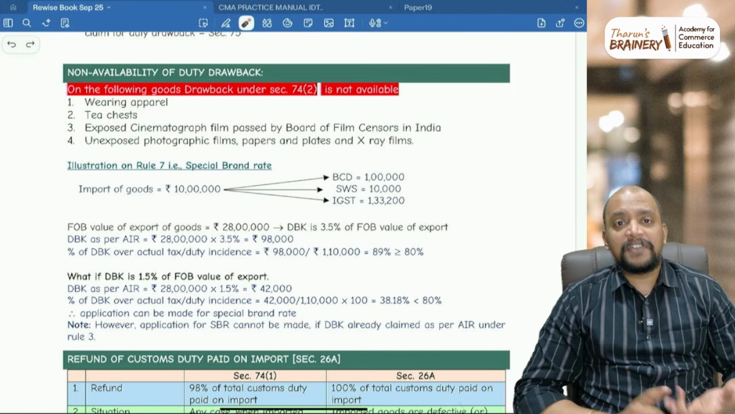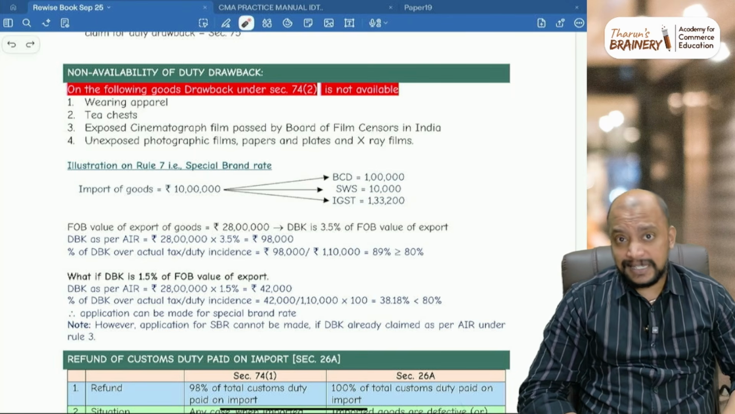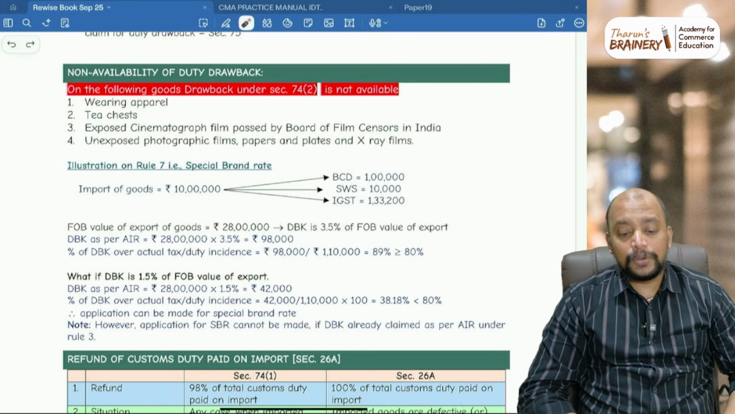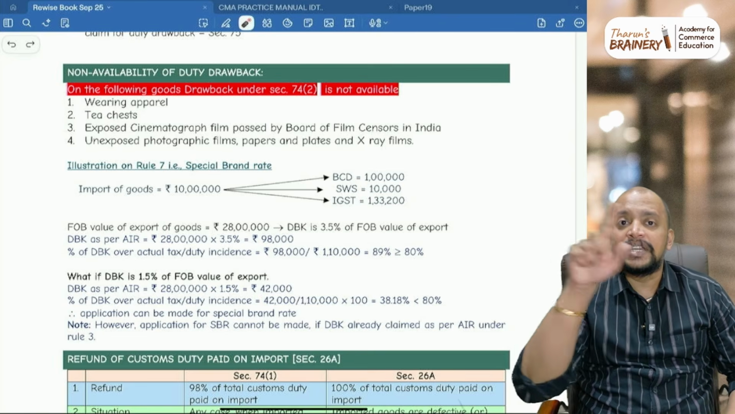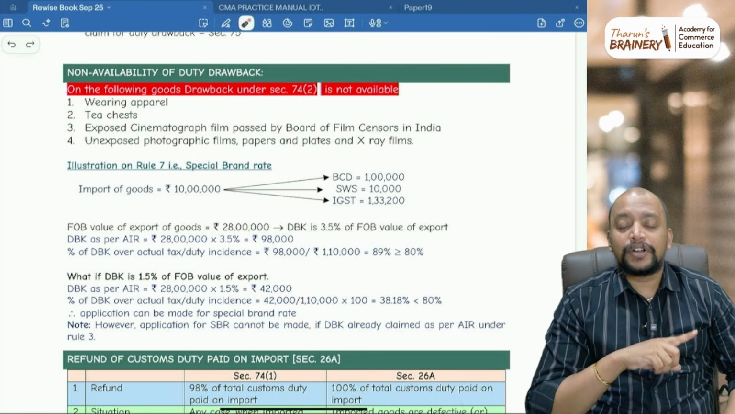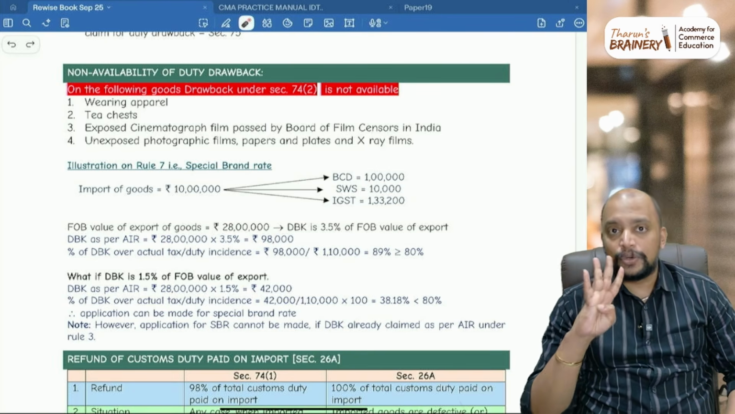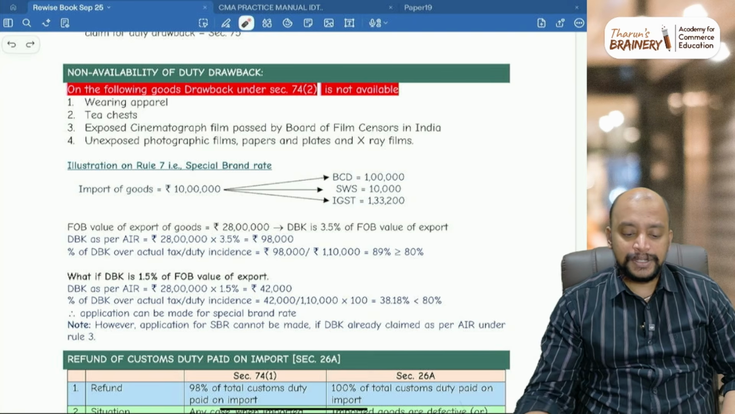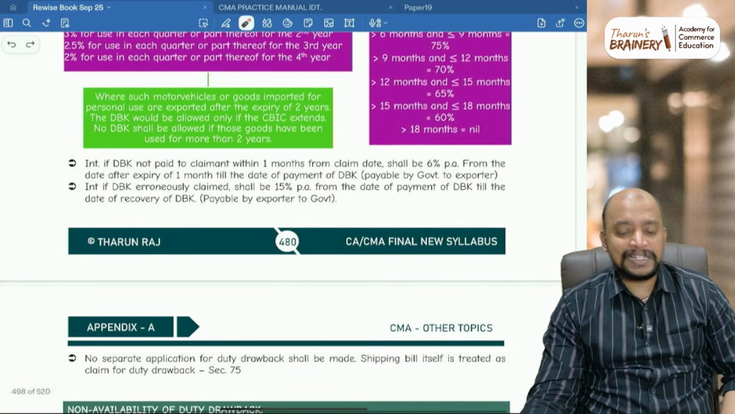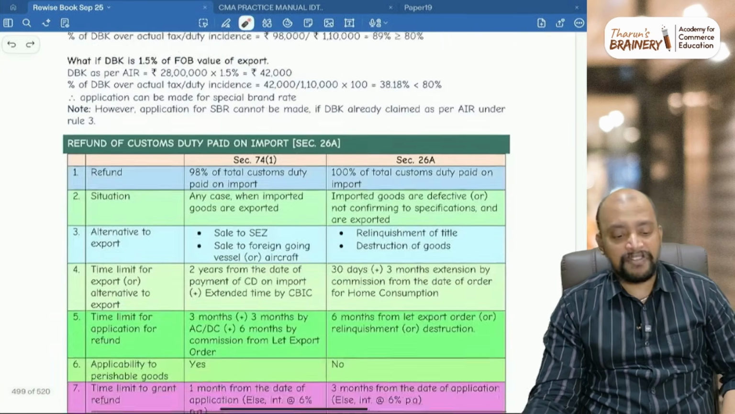So what are those goods here? Wearing apparel, tea chest, exposed cinematograph films, that is the film reel, then unexposed photographic films, papers and plates, and X-ray films. So these 4 goods. So that is about duty drawback under 74 and 75.